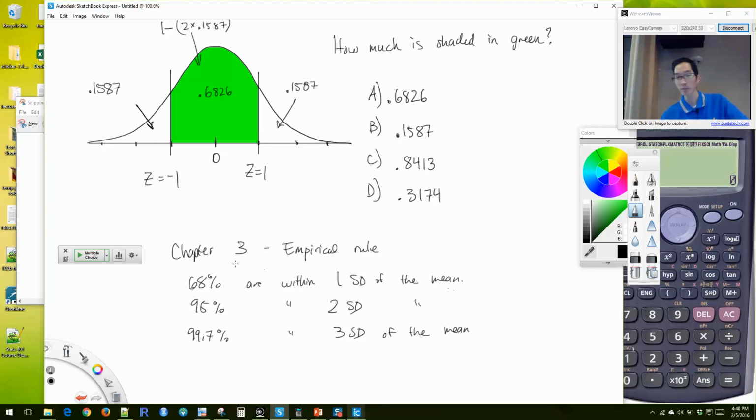Sounds familiar? This number, 68%, is coming from the normal table. If we write z equal to negative 1 and z equal to plus 1 and ask how much is shaded in between, you'll get around 68%, 0.6826. If we did the same with z equal to negative 2 and z equal to positive 2, you'll get an answer very close to 95%. And with z equal to negative 3 and plus 3, you get 99.7%. So the empirical rule is based on the normal distribution.